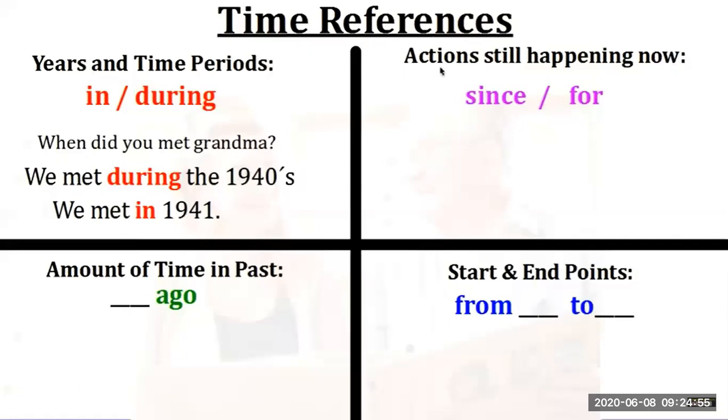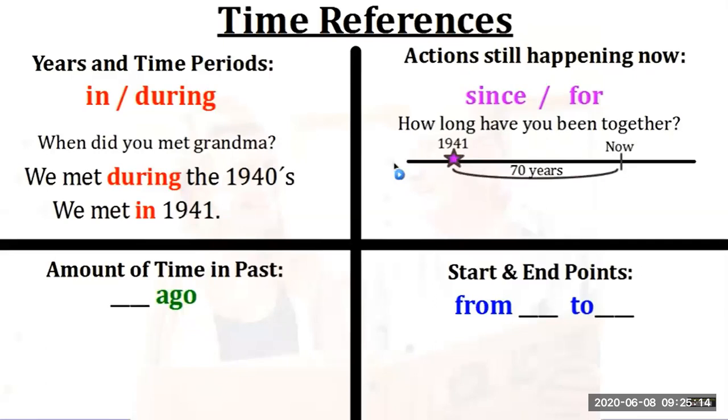Let's look over here. When we talk about actions that are still happening now, but for example, they started at some time in the past, we talk about this using since and for. So Abby asked the question, how long have you been together? Well, if we look at this graph, we can see that here we are now, today, and the grandma and the grandpa are still together. But in the past, they started dating, they started to be together. Their relationship started here in 1941. And that's 70 years total from 1941 to now.